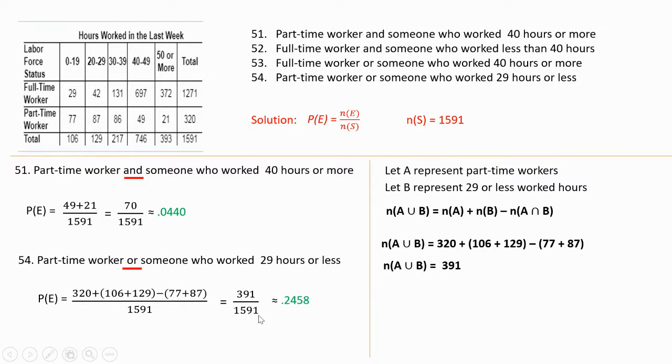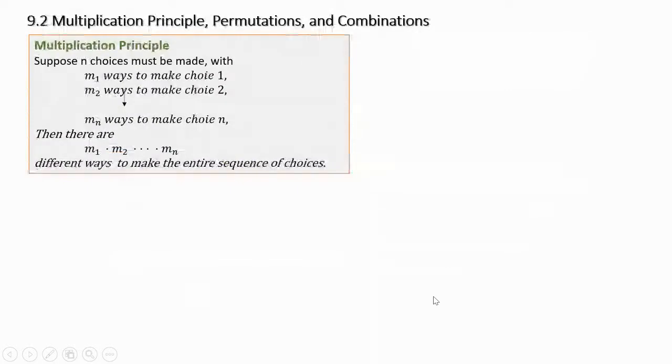391 over 1591. At times, students actually do it this way. They say, right, so part-timers, they look at 320. Then they look at 29 hours or less, so they're going to look at these two here. But these two, they already counted them. So that's why they only count 320 plus 29 plus 42. That's another way to do it. But this is using the formula.